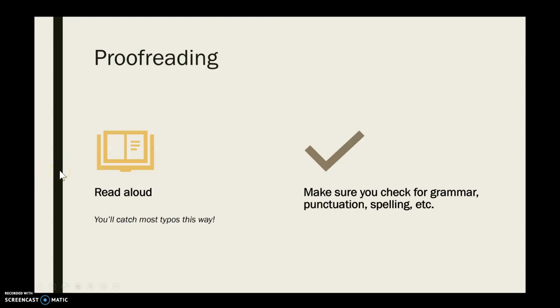And then finally, please proofread. Read aloud. You'll catch most of the typos that way, and make sure you check for grammar, punctuation, spelling, things like sentence structure, subject-verb agreement, making sure that you're correctly indicating plural nouns versus possessive nouns, things like that. Make sure you go in and do that before you turn it in, because as the semester goes on, I do take off more points for those things.